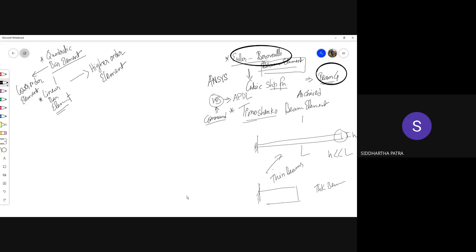I believe they suggest 188 and 189. These are the linear and quadratic. I may be wrong with the number, but currently this is the standard beam element. These are the standard beam elements. They also are linear and quadratic.